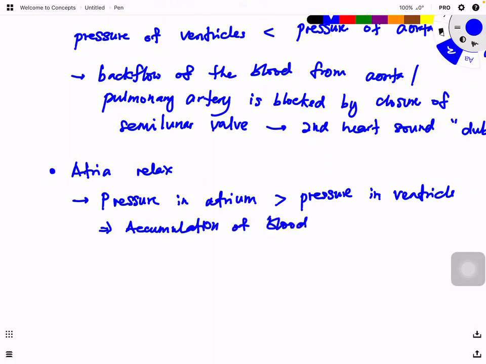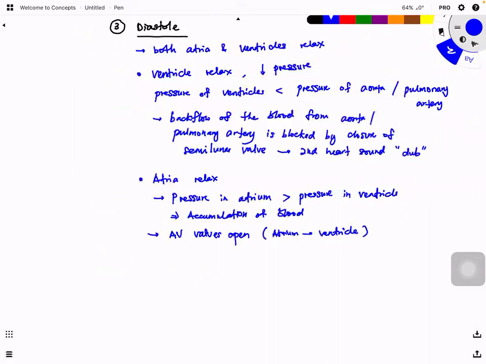Okay, so therefore you can see that the AV valve is open. The AV valve actually opened during diastole, but it continued to open, allowing the blood to continue to pump from the atrium to the ventricle during the atrial systole. So the AV valve opens, and therefore the blood flows from atrium to ventricle. Are you clear? Okay, so you can take a photo if needed.